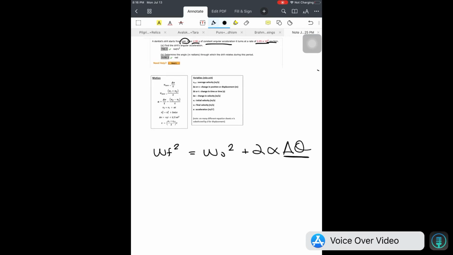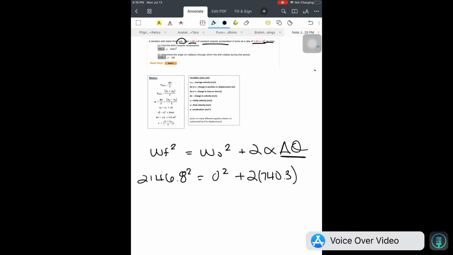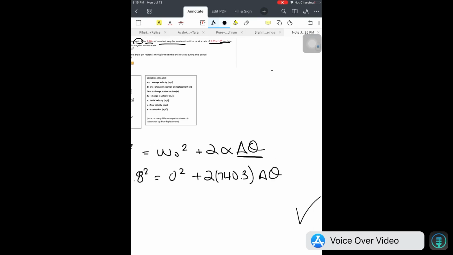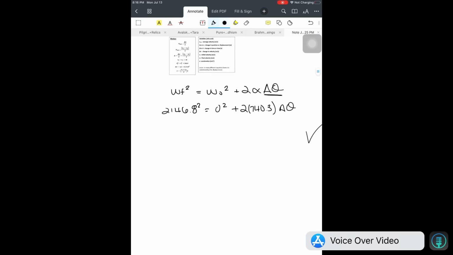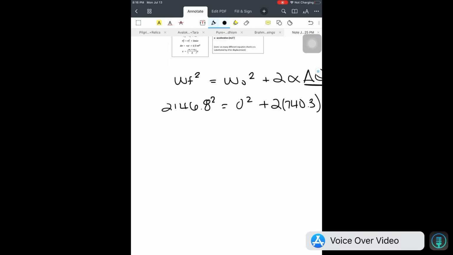And now we're just going to plug in all our givens. We found out what the final angular velocity was, which was 2146.8 squared equals 0 squared plus 2 times the angular acceleration that we just found, which is 740.3, times the unknown that we don't know. And you just solve it like an algebraic equation. Okay, you just do 2 times 740.3.